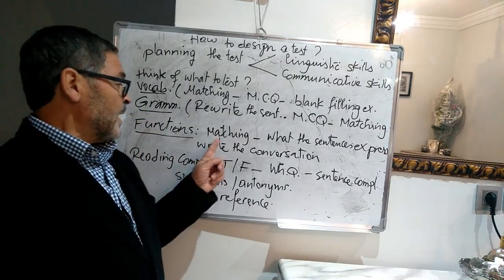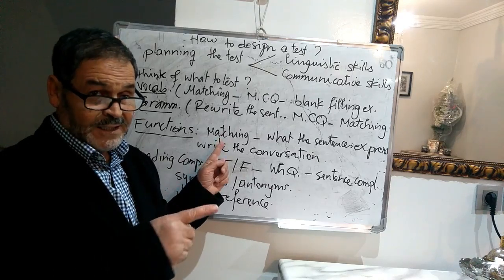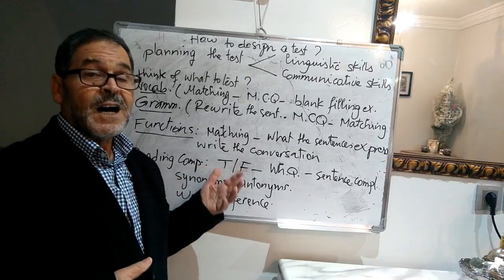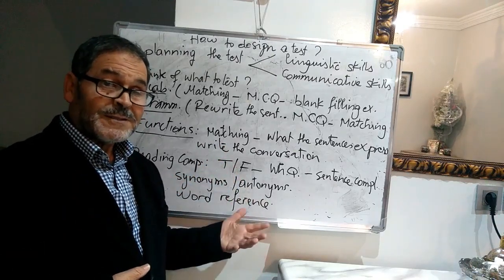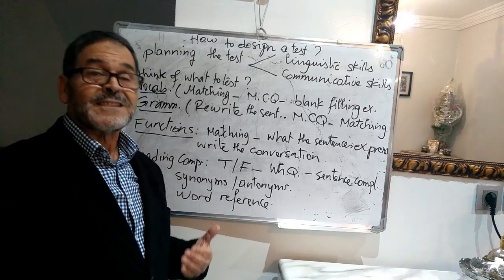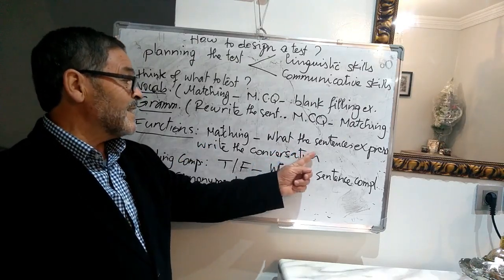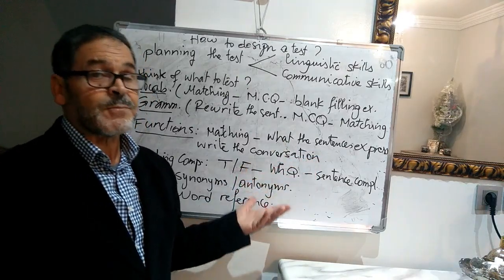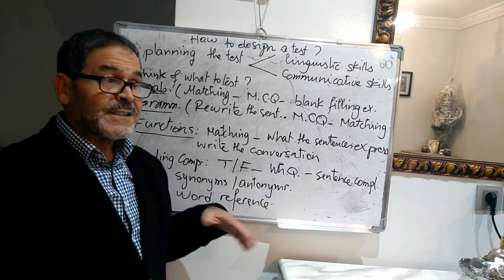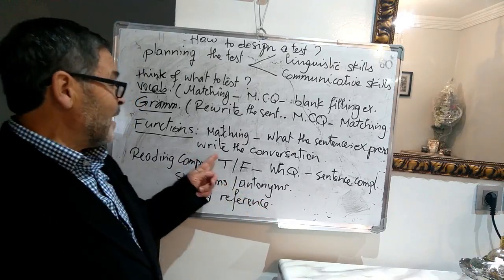For functions, we have matching. For example, if I say, you had better see a doctor, you match it with: is it opinion, is it suggestion, is it advice? That's what we mean by matching. And what do the sentences express? If I say, for example, what about going out? This sentence, what is it? Is it suggestion? Is it advice? Is it opinion? Right.